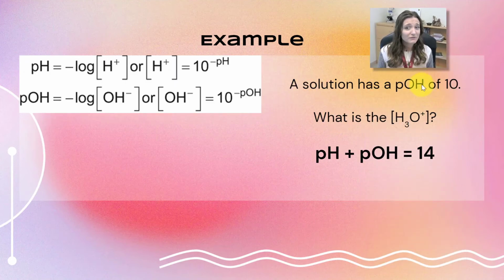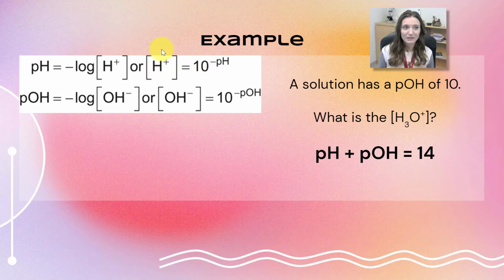Solution has a pOH of 10, okay? We figured out the pH was 4, but can we now use that to figure out the hydronium ion concentration, right? So what is the hydronium ion concentration of this solution if it has a pOH of 10? So we know the pH is 4. We just calculated that in our last step. How then do we get to this number right here?